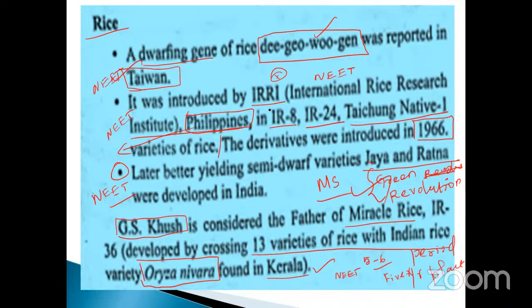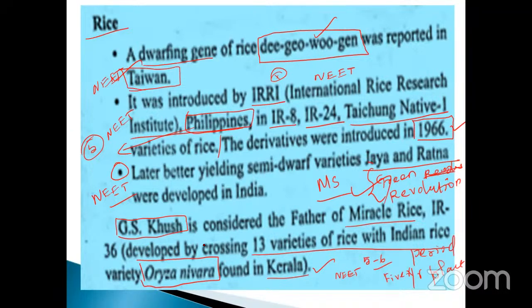Okay. So this is also NEET. And next one is IRRI, International Rice Research Institute, Philippines. They asked it so many times, 2 to 3 times. So what are the varieties? IR8, IR24, and Taichung Native 1. Taichung Native 1 is also from Taiwan. The derived varieties were introduced in the year 1966. The year is also very, very important. This is also an important one. 5 questions here in this part.